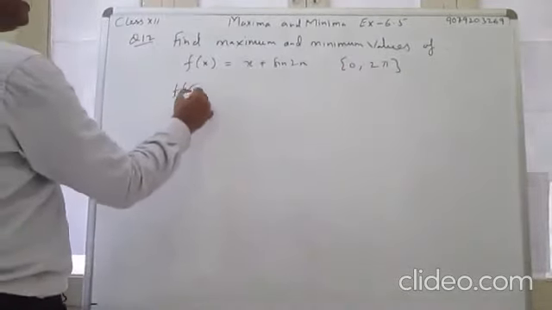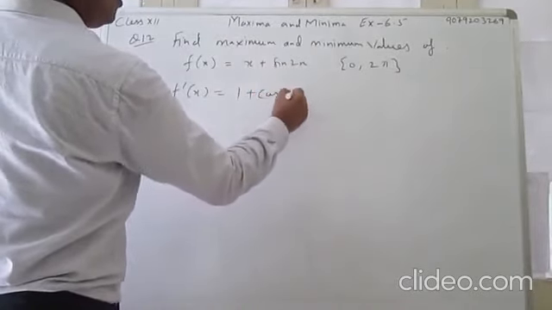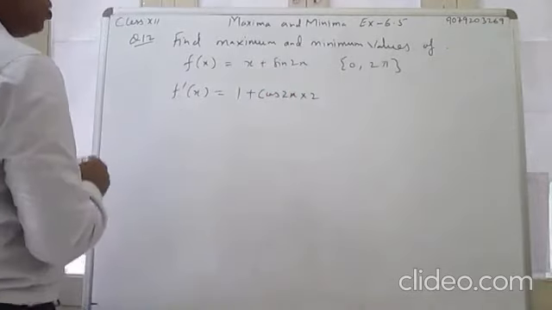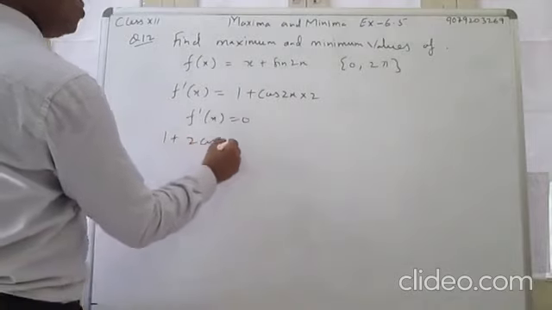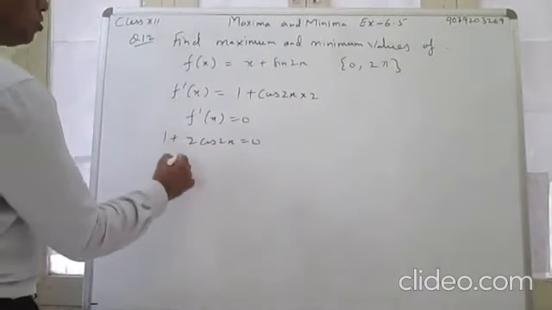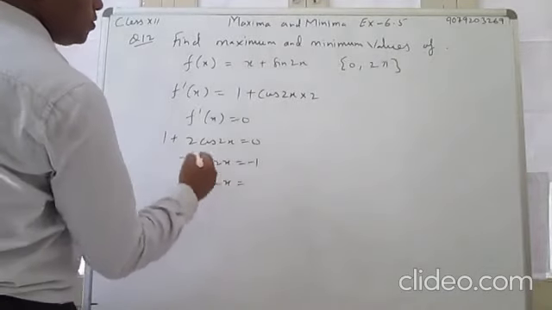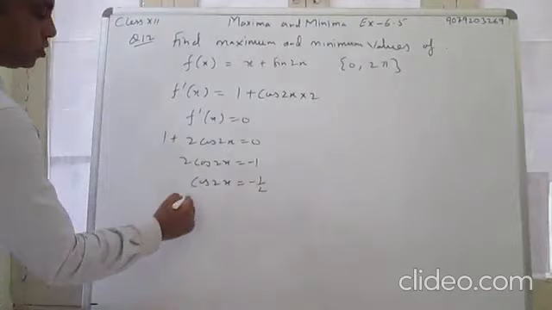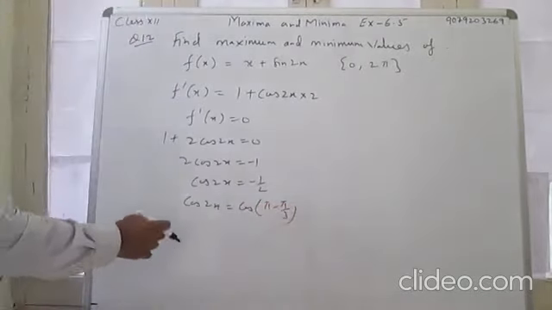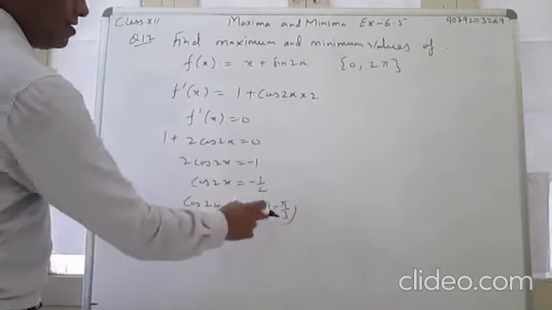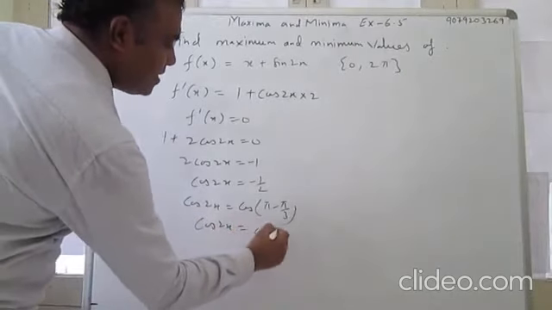So first we take f'(x) = 1 + cos 2x into 2. Now f'(x) is equal to 0. It means 1 + 2 cos 2x = 0. So 2 cos 2x = -1, cos 2x = -1/2. So cos 2x, you can write cos(π - π/3), since in the second quadrant it is negative. So cos 2x = cos 2π/3.